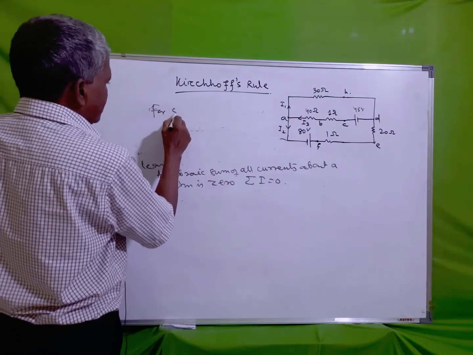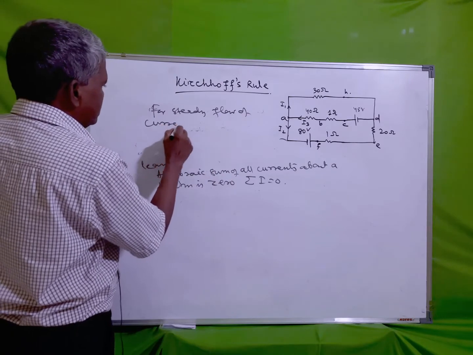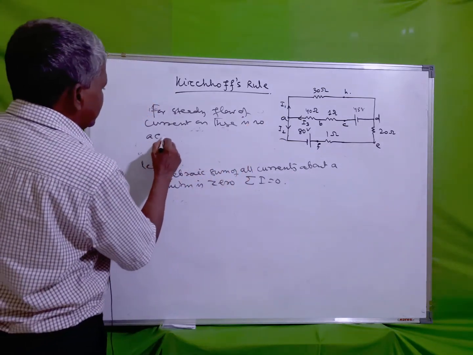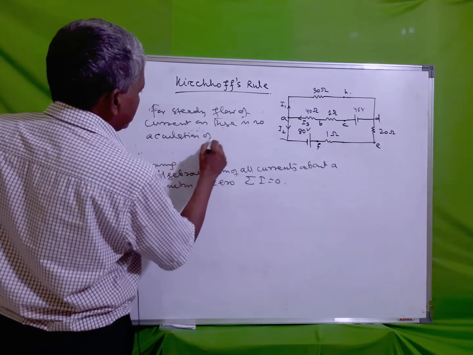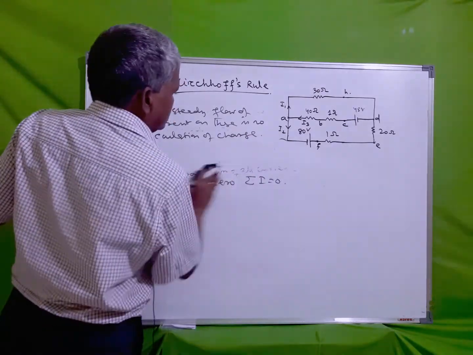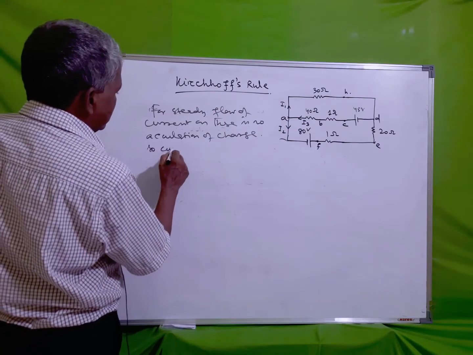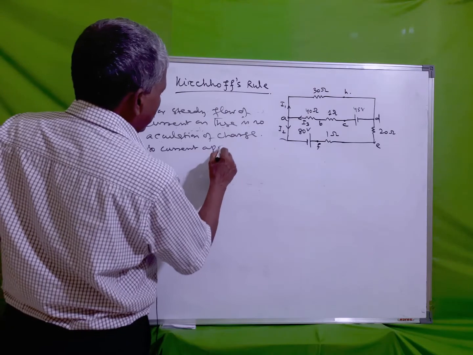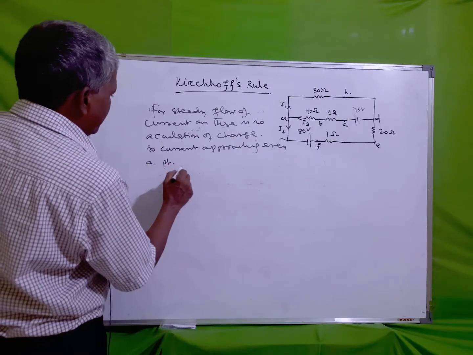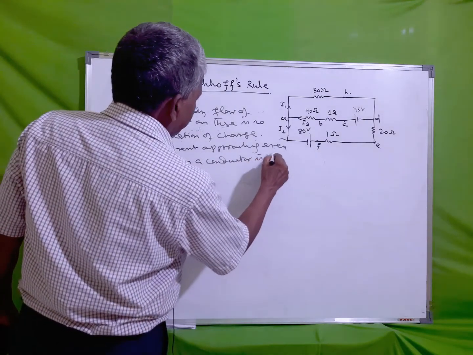For steady flow of current, as there is no accumulation of charge, the current approaching even a point on a conductor is the current leaving.